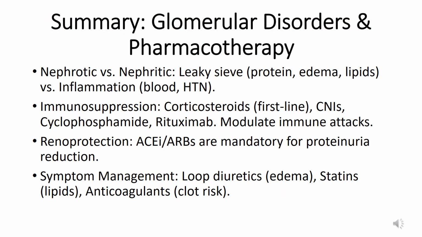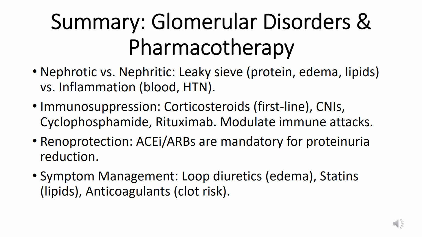Glomerular disorders are among the most important causes of chronic kidney disease. Understanding the difference between nephrotic and nephritic syndromes is essential because their clinical features and treatment strategies are very different. A useful way to remember nephrotic syndrome is to think of a damaged and excessively leaky sieve. The glomerular filtration barrier loses its ability to retain proteins. Large amounts of protein escape into the urine.